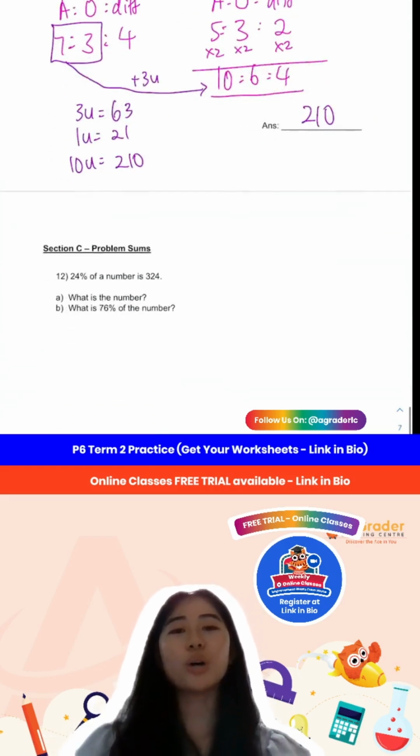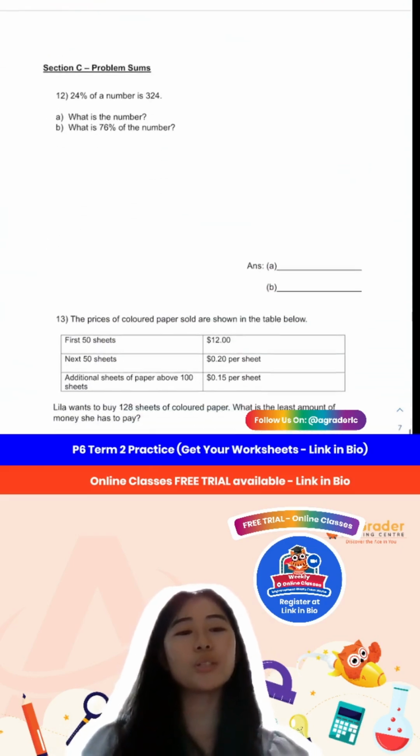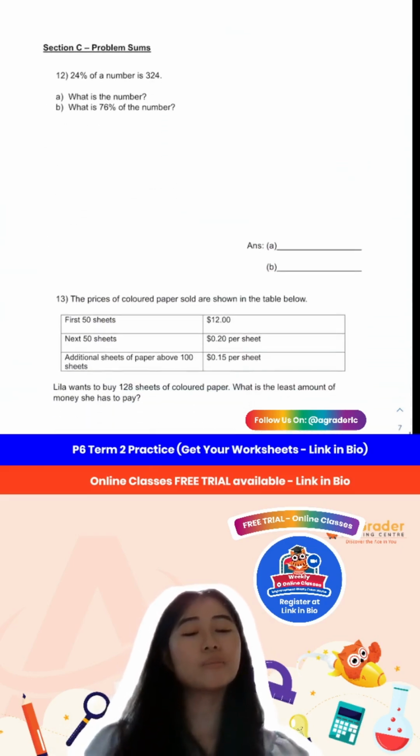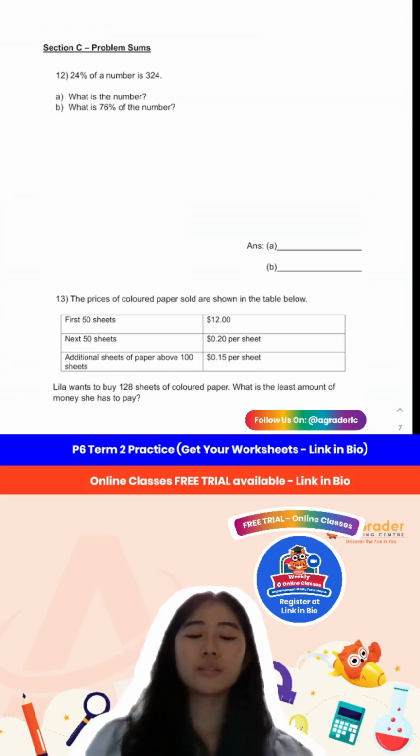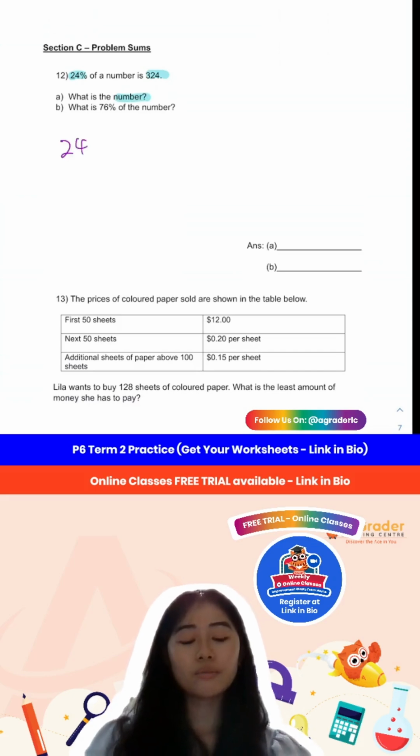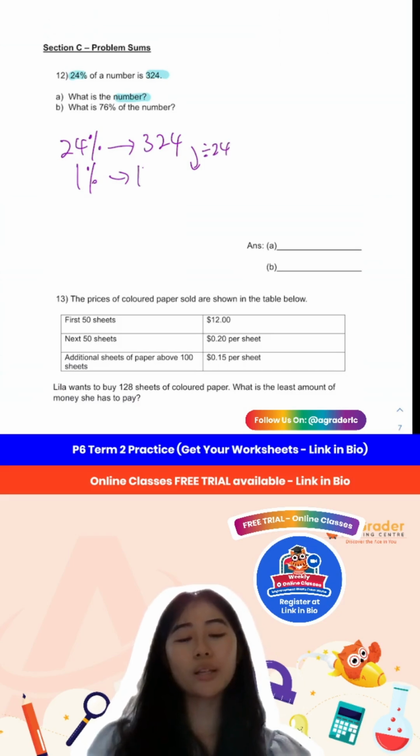Alright, now let's move on to our problem sums. You can use a calculator. So actually our problem sums today are quite easy. So the first question, 24% of a number is 324. You want to find the number. So for percentage, remember to use arrow. Okay, so I'm going to find 1% first by dividing by 24. So 1% is 13.5.